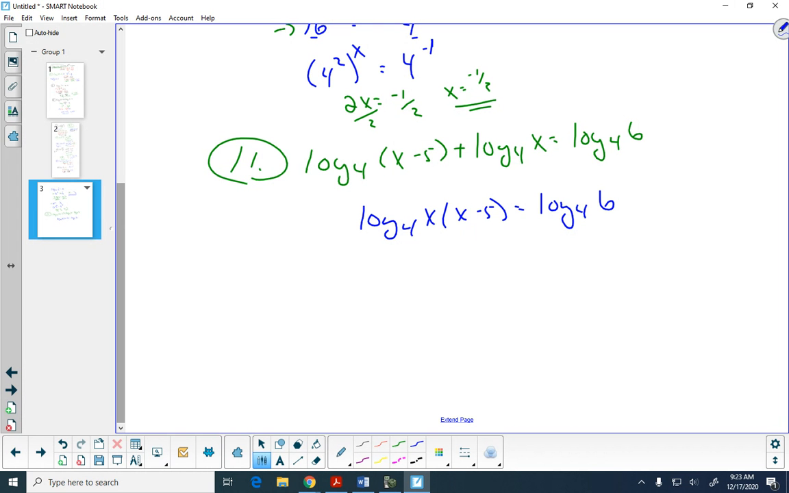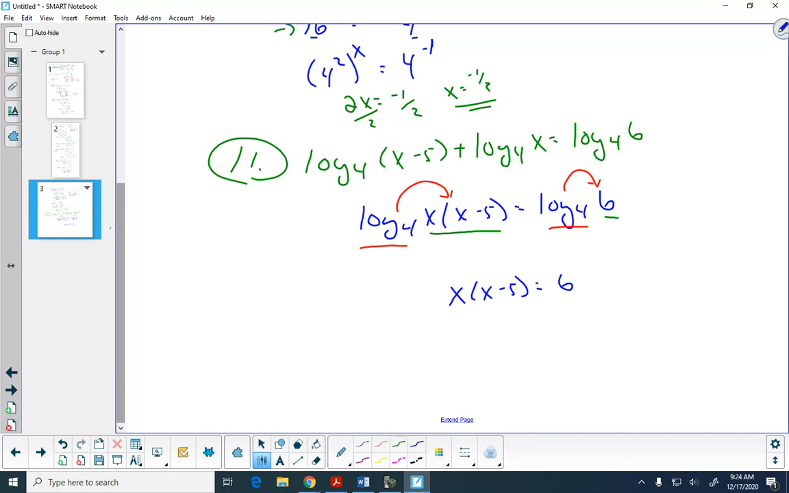Well, if the log base 4 of x times x minus 5 is equal to log base 4 of 6, what can I write in my next statement? If I have the log of this is equal to the log base 4 of this, what has to be true about the x times x minus 5 and the value of 6? Brooke, what has to be true? They have to be equal to each other. So we have x times x minus 5 is equal to 6.